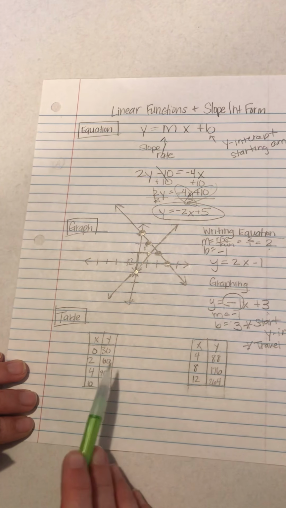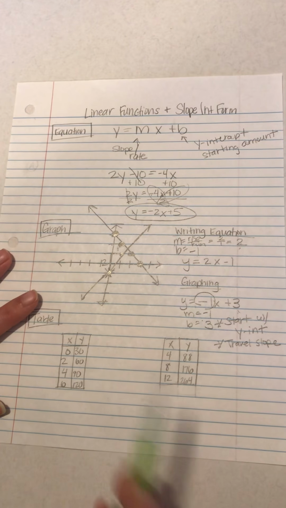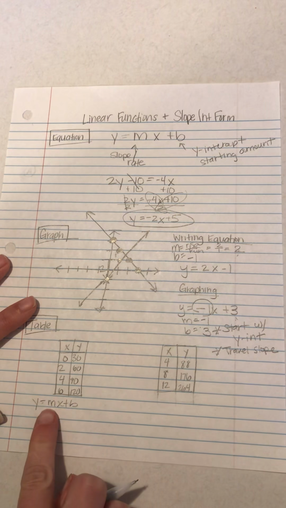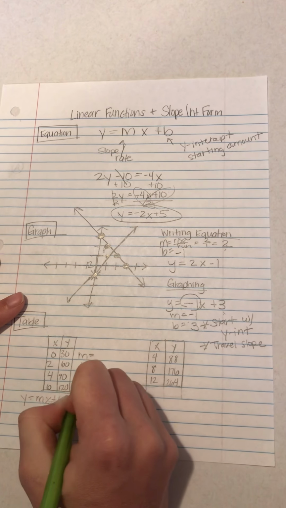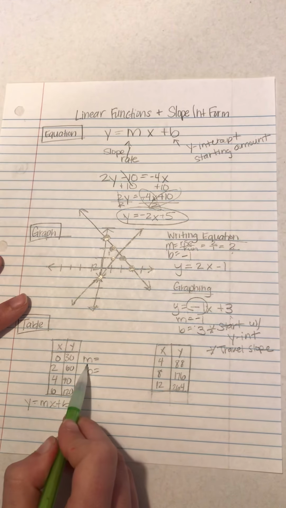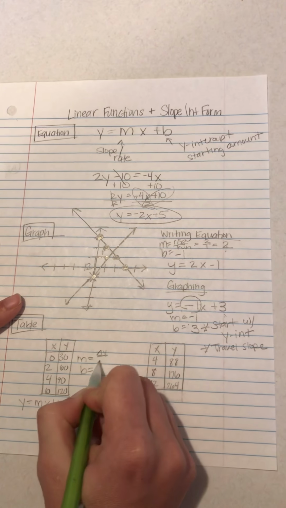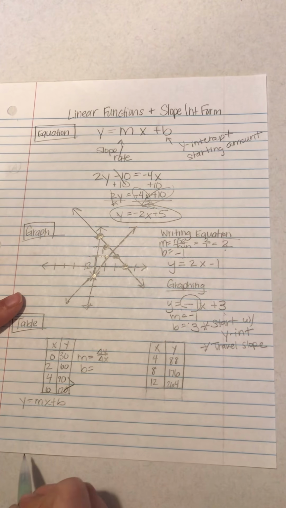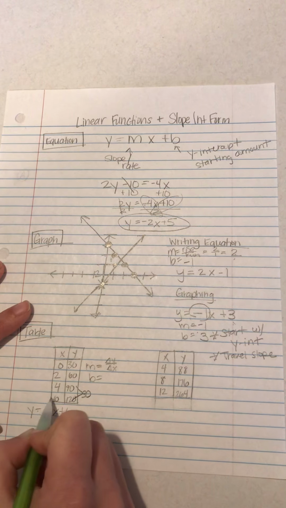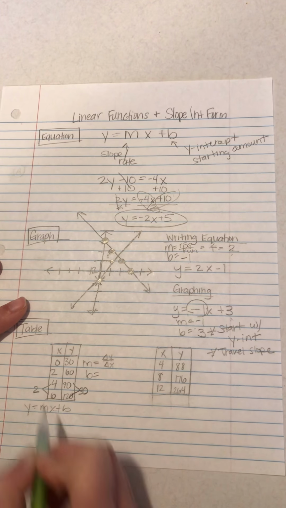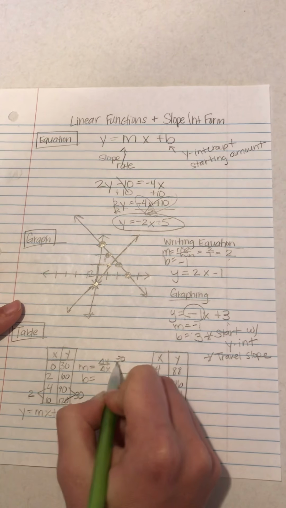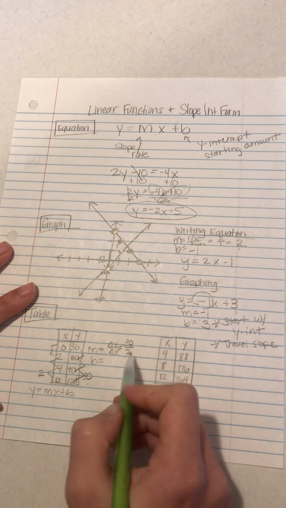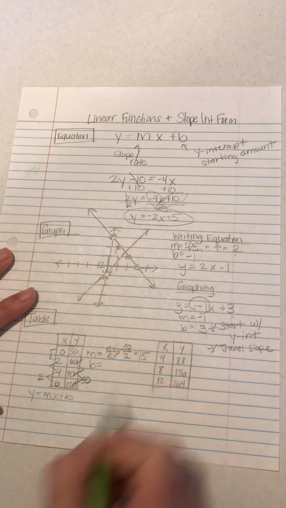Lastly, we have tables. In order to write an equation for a table in slope-intercept form, we need two pieces of information. We need the slope and the y-intercept. We find the slope by finding the change in y over the change in x. So we subtract up. 120 minus 90 is 30. Over the change in x, 6 minus 4 is 2. 30 over 2. Let's see if that pattern continues, and it does. So our slope is 30 divided by 2, which is 15.